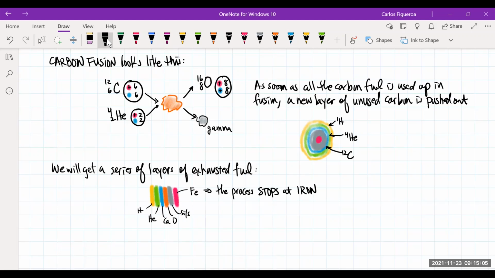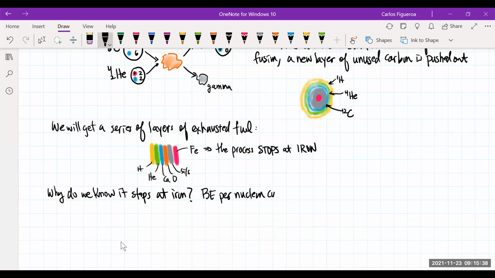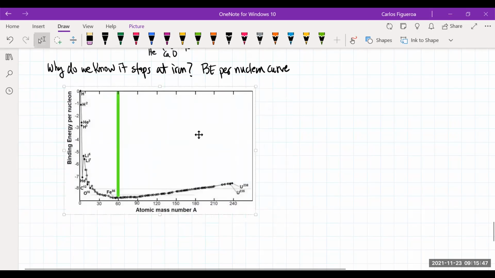Iron. Now, why do I know that the process stops with iron? It's the binding energy per nucleon curve. So if you look at the curve, look what happens here. Here's the curve. So let's follow the process here now, right? Here we go. So if I follow the process, I go something like this.